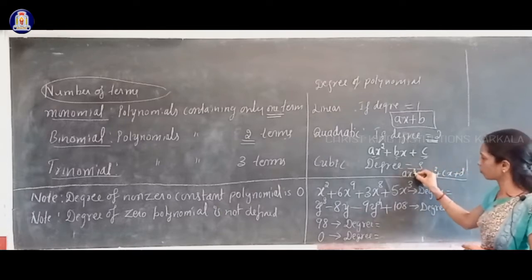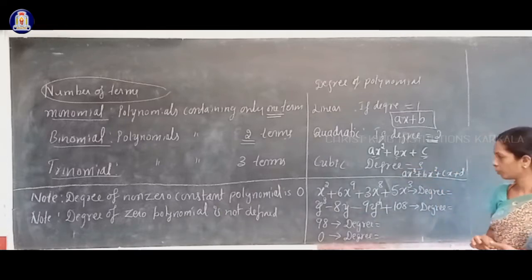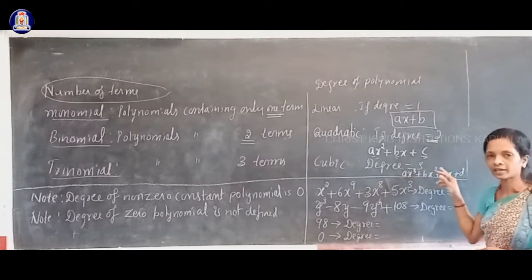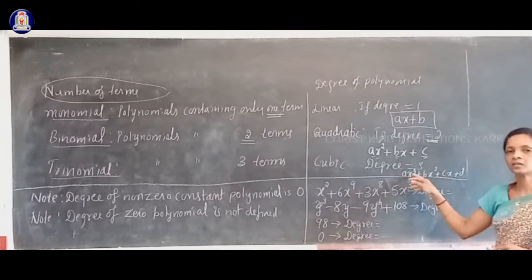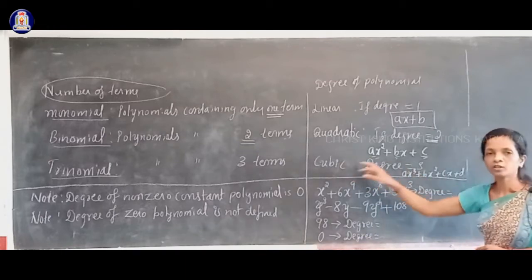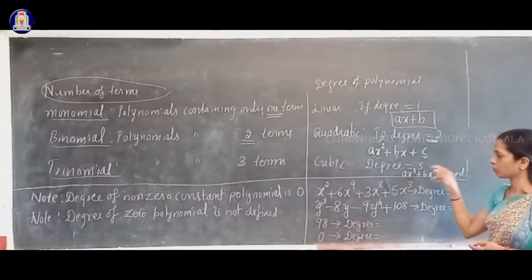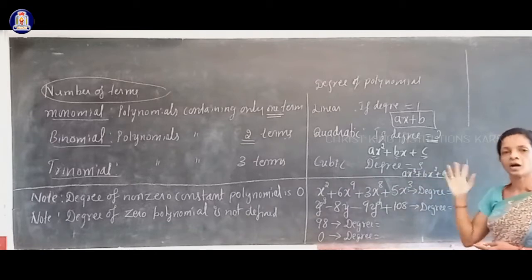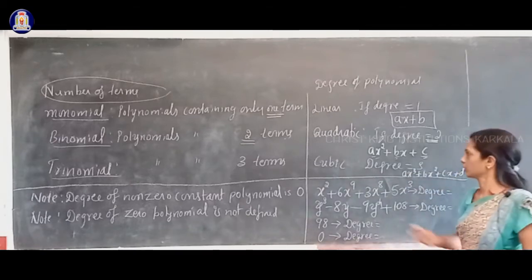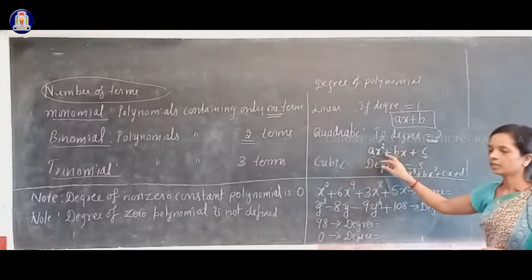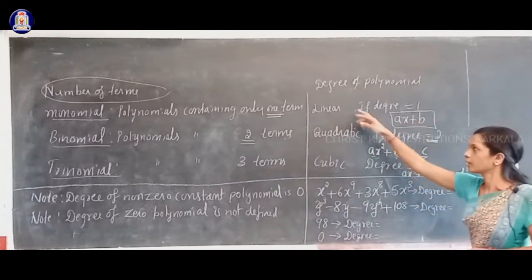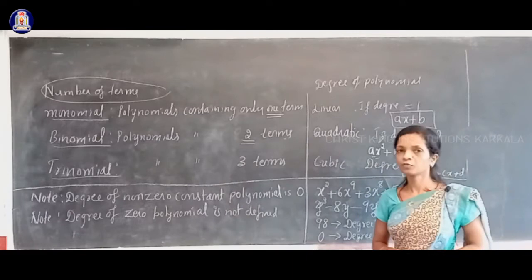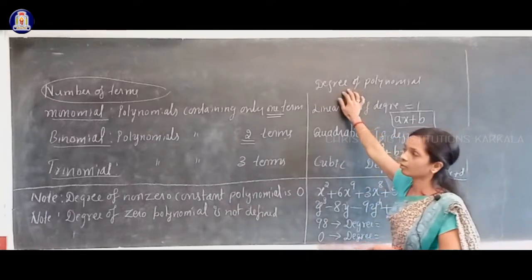This is the standard form of a cubic polynomial. The highest power of the variable x is 3. If the highest power of a variable is 3, then that polynomial is called a cubic polynomial, and this is the standard form. Here a, b, c, d are any real numbers. Here this is a quadratic polynomial, and this is a linear polynomial. So these are the types of polynomials depending on the degree of a polynomial.